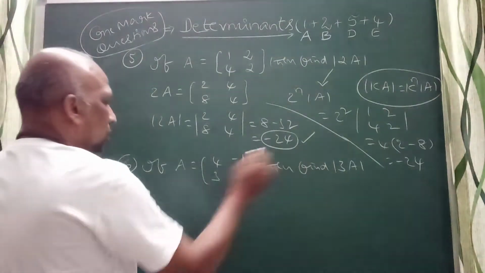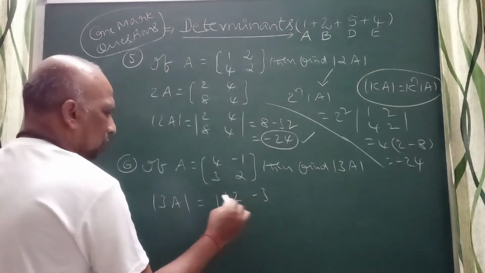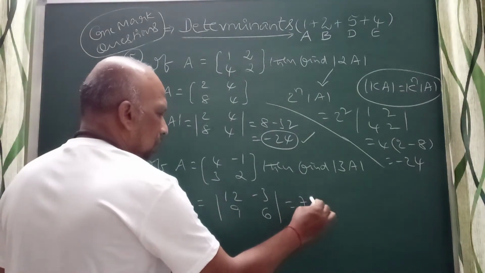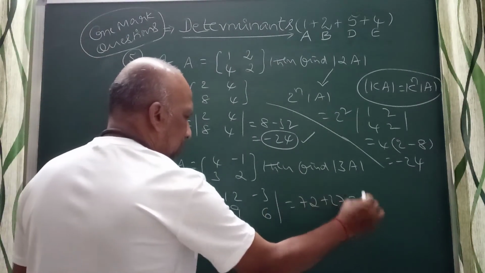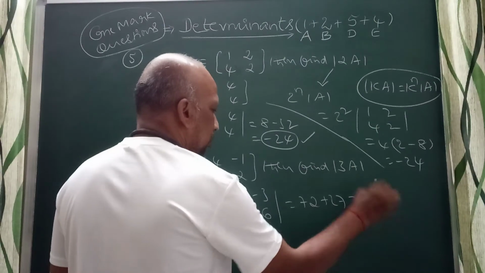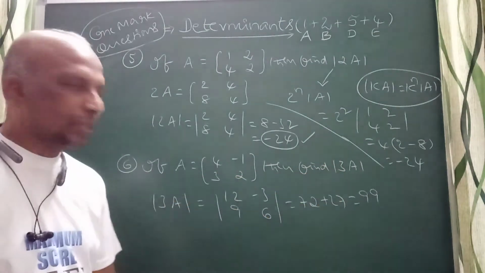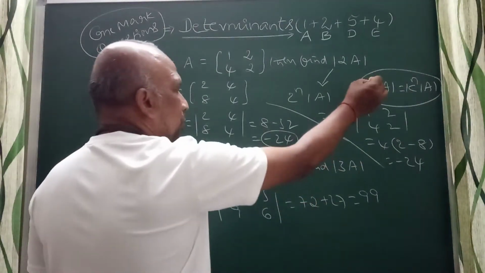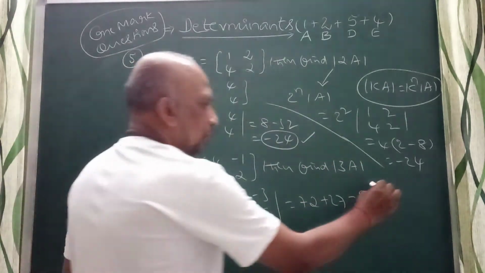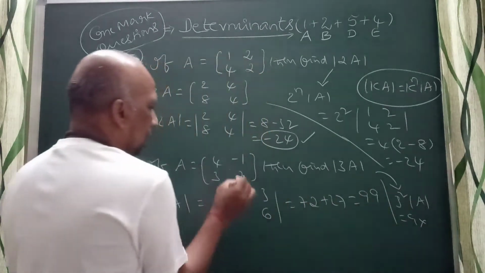Now you can see here 3A. If I take 3A, delta of 3A equal to 12 minus 3, 9, 6. Then I multiply with 3. Now this will become 72 plus 27, you will get 99, correct? I can do it like this. Another way, if you use this property, you will get 3 square into det A, right? So this will be 9 into det A, 8 plus 3, 11.